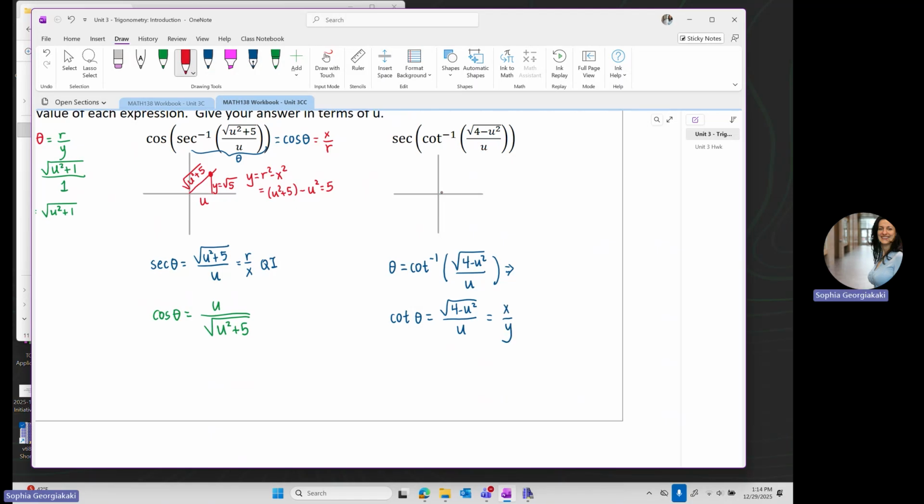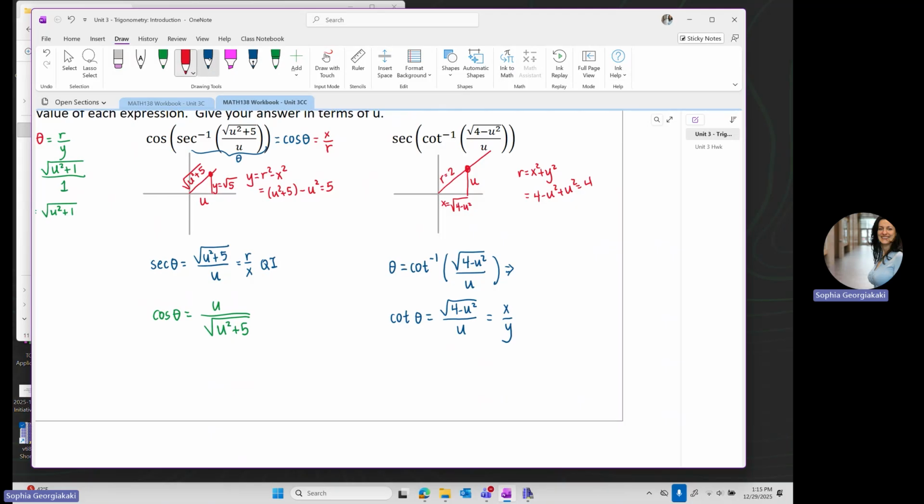So if I am to sketch my angle in quadrant 1, pick a point on the terminal side, create a right triangle that attaches to the x-axis. The x is the square root of 4 minus u squared, and the y is u. Therefore, the r squared will be x squared plus y squared, and that will be 4 minus u squared plus u squared, equal to 4. Therefore, this r is equal to 2.